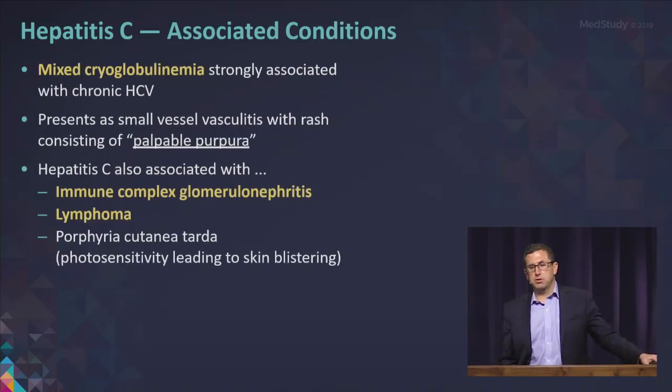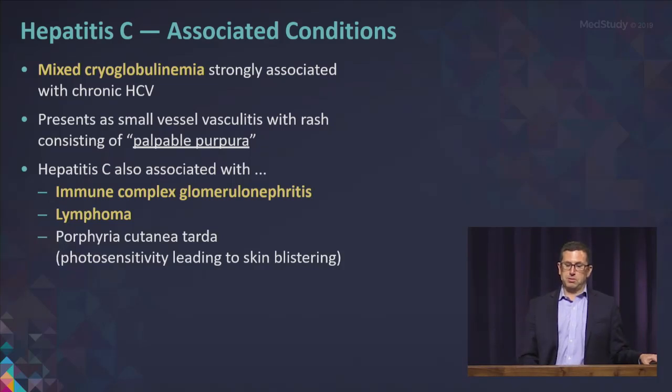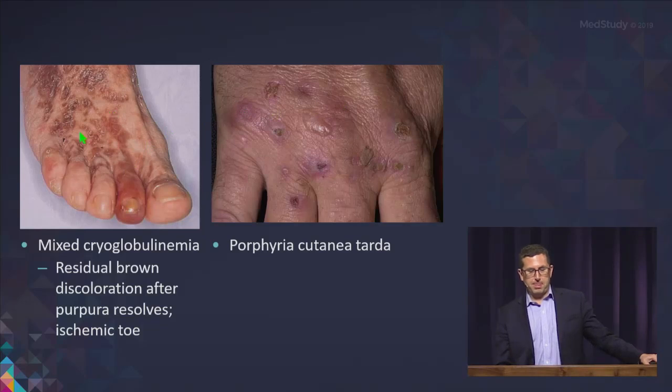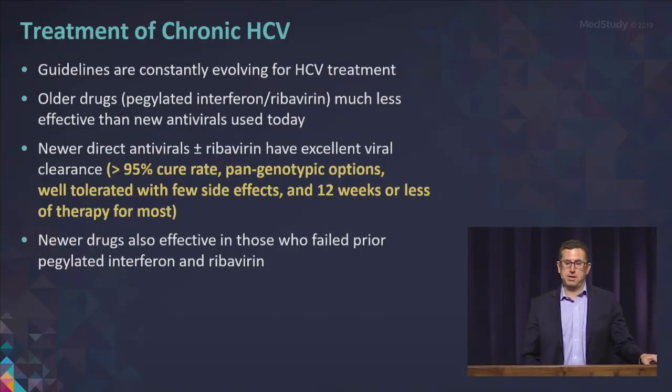There's some associated conditions that you should be aware of that are associated with Hep C, so mixed cryoglobulinemia. This could present as a small vessel vasculitis with a rash consisting of palpable purpura. Could also be associated with immune complex glomerulonephritis, lymphoma, and porphyria cutanea tarda, which is photosensitivity leading to skin blistering. So here's a slide showing an ischemic toe in the setting of palpable purpura with mixed cryoglobulinemia. And then here you could see the blistering skin lesions from porphyria cutanea tarda that's associated with hepatitis C.